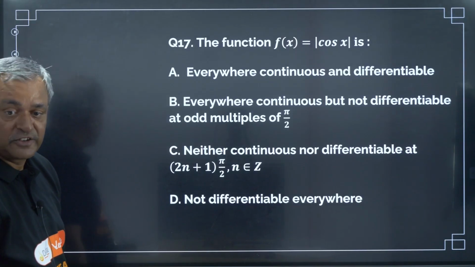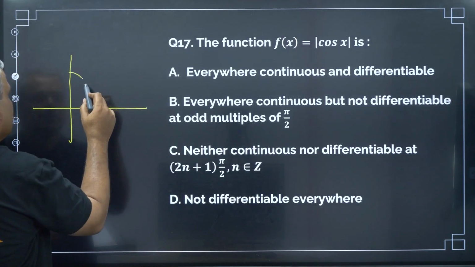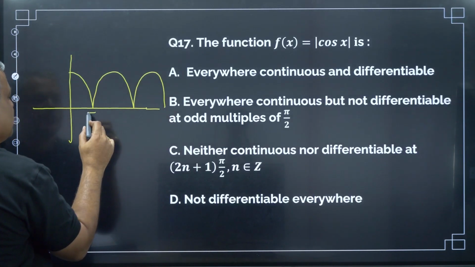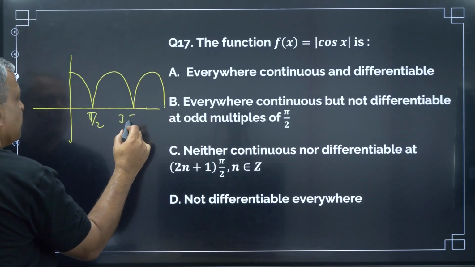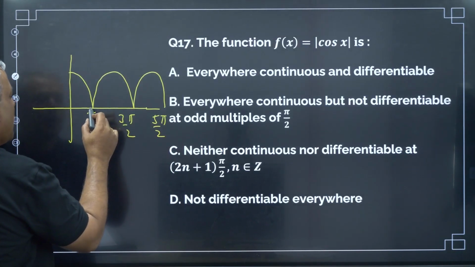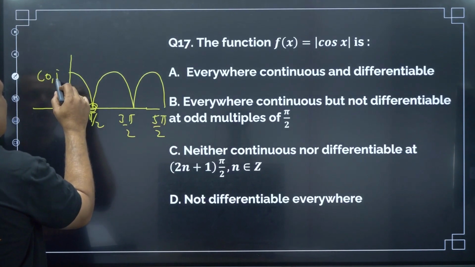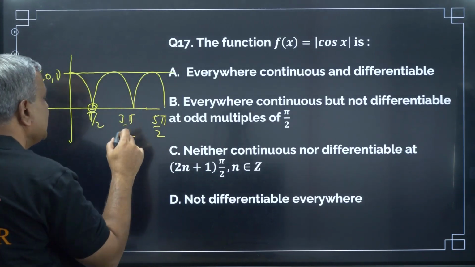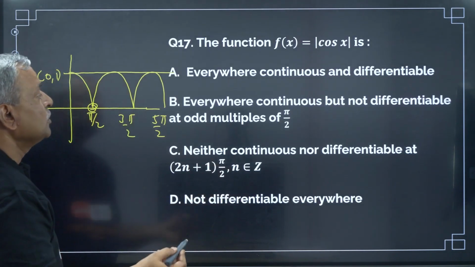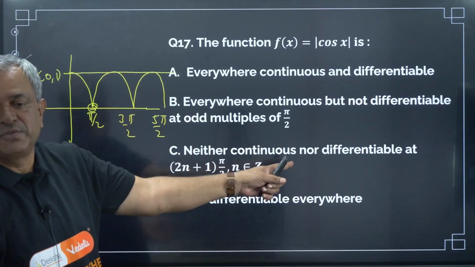f(x) equal to mod cos x. You must have an idea of the graph. It looks like this. This is the mod cos x graph. This is pi by 2, this is 3 pi by 2, this is 5 pi by 2 and so on. What you observe is that sharp edges are coming. The function is continuous, but it is not differentiable at multiples of pi by 2. So it is continuous but not differentiable at odd multiples of pi by 2.